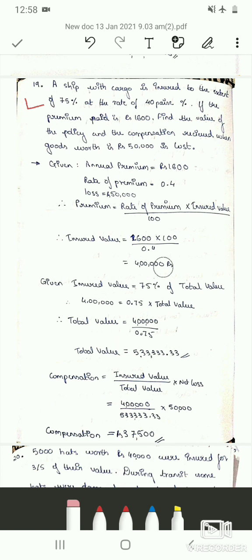So now let us find the compensation. So the formula for compensation or claim is insured value by total value into net loss. So we got insured value, we got total value, and the net loss is given in the question, which is 50,000. So substitute the values, and therefore the compensation will be rupees 37,500.